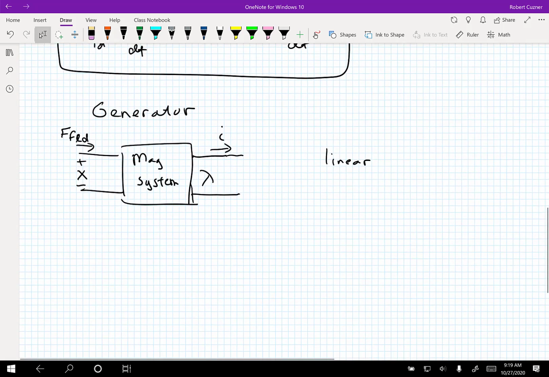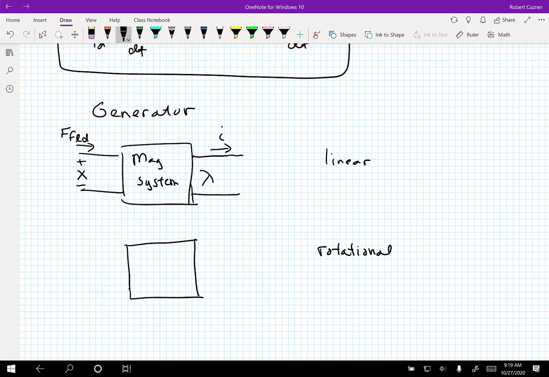Or if we have the more common rotational system, we would put in a torque. There would be an angular movement, and we would get out a current. Let's see, what did I say? Yeah, we would get out current and flux as well.